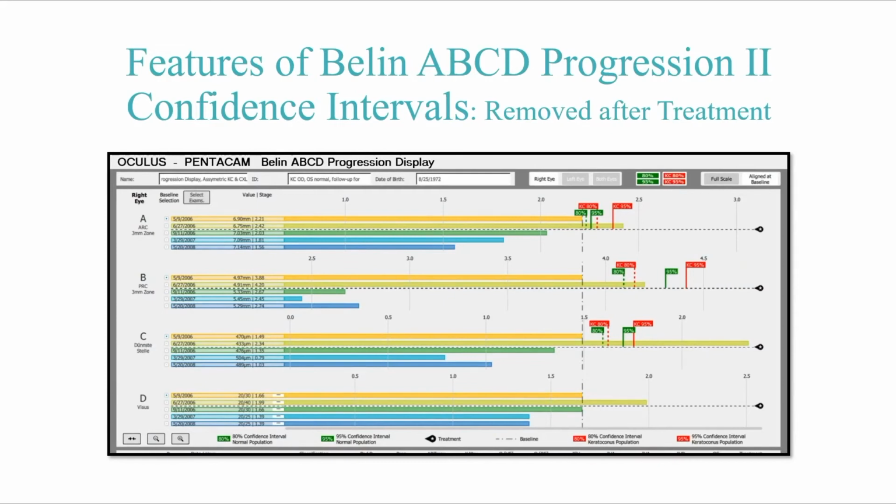Next is if you show when a treatment has been done, you'll notice that the confidence intervals will no longer appear. The confidence intervals were determined in a normal population and a keratoconic population, none of those having been operated on. So once you do a treatment, the confidence intervals are no longer applicable. We'll discuss that later.